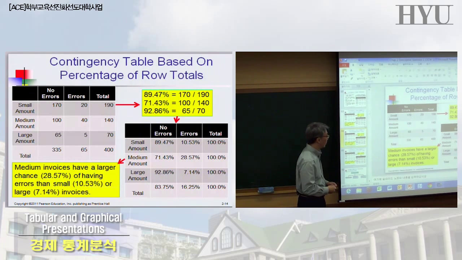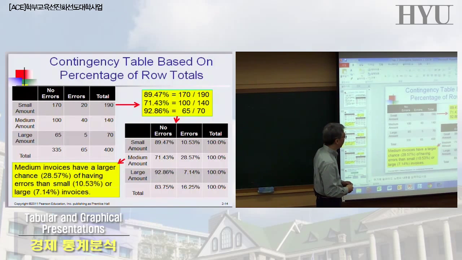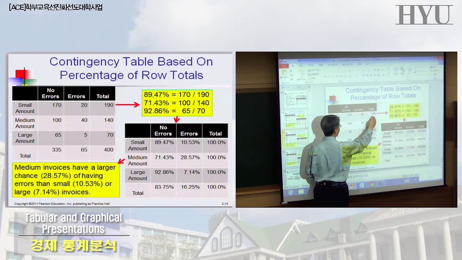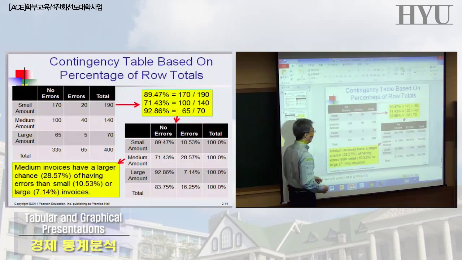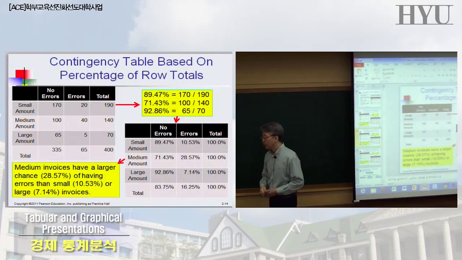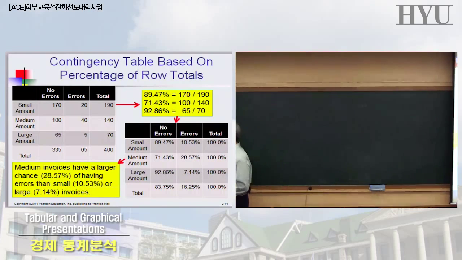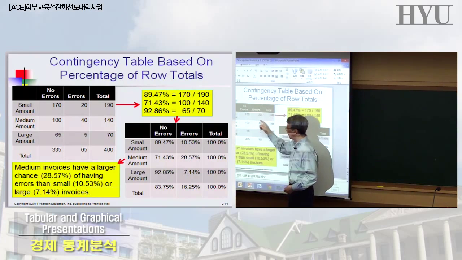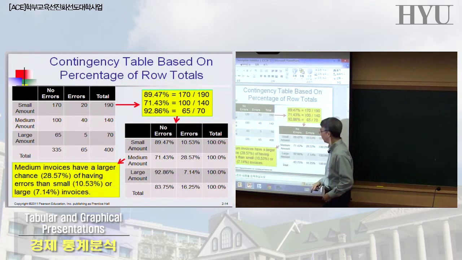That doesn't make sense, does it? Oh, I'm sorry, I was talking about column total, right? Okay, row total. Row totals show up here, right? So the total of the first row was 190. Total of the second row was 140, and so on, okay? So you would divide 170 by 190, 100 by 140, okay?